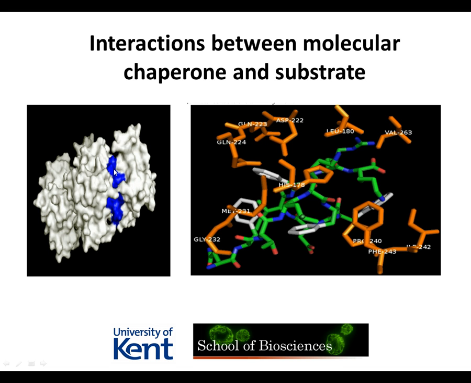Here we see a bound substrate protein, which interacts closely with this molecular chaperone. And we want to understand how this is actually happening. So we try to identify the amino acid residues of the substrate protein, here the colored amino acids, that interact with certain amino acid residues in the molecular chaperone.